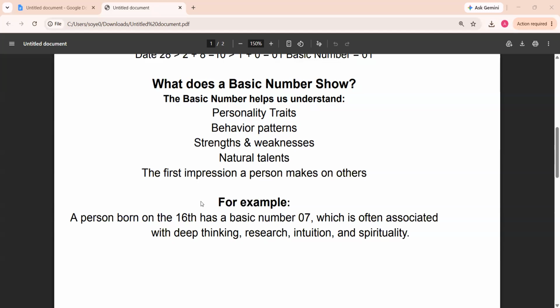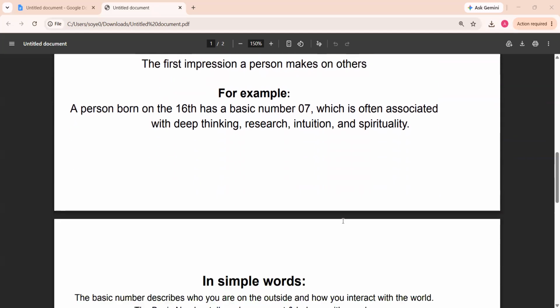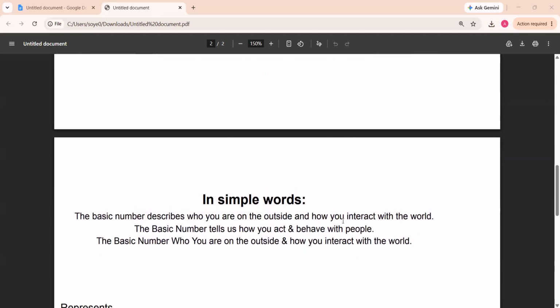For example, a person born on the 16th has a basic number of 7, because 1 plus 6 is equal to 7, which is often associated with deep thinking, research, intuition, and spirituality. So, in simple words, the basic number describes who you are on the outside and how you interact with the world. The basic number tells us how you act and behave with people.